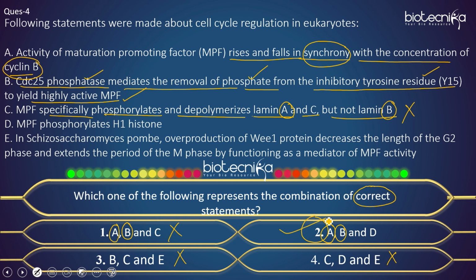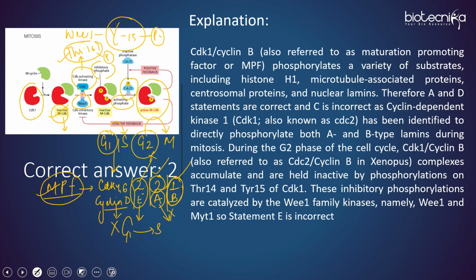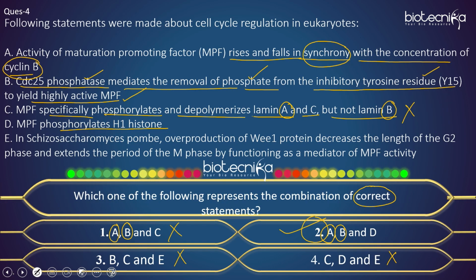So MPF, when it is activated, will phosphorylate a set of proteins that includes H1 histone, MAP protein, centrosomal protein that is involved in cell division, and also the intermediate filaments of the nucleus that are called nuclear lamins. So this option is correct, that is option D. So this option is also correct.